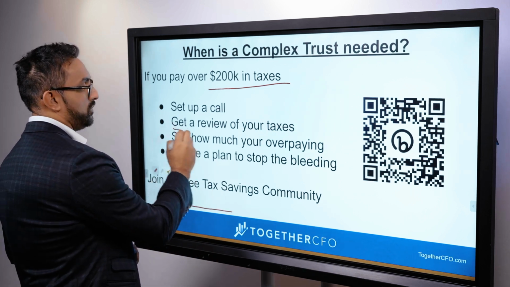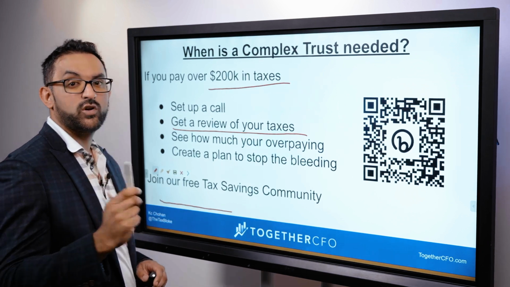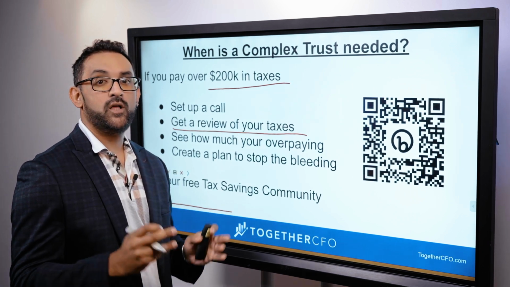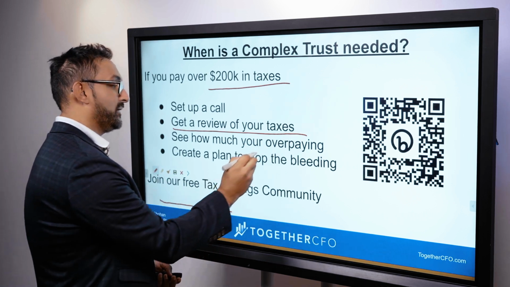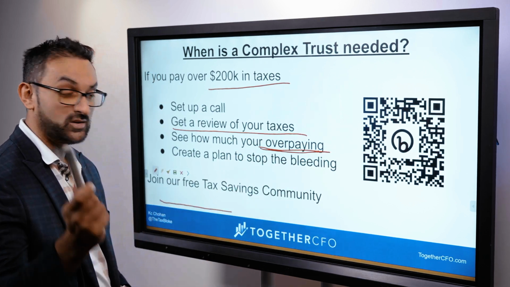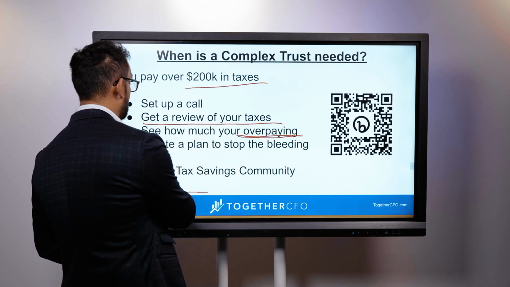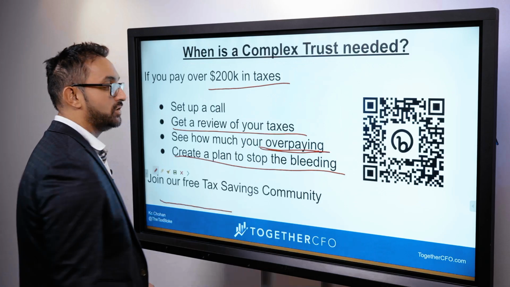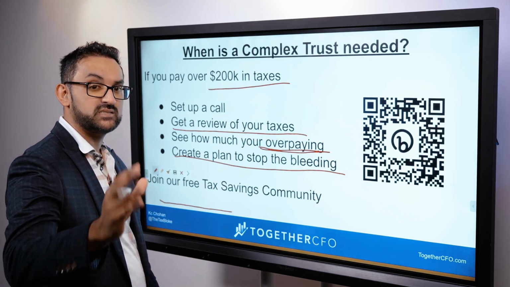Once you set up a call, we're going to give you a review right there on the call of your current tax situation, how good it is, how bad it is, where the holes are, and more importantly, how much you've been overpaying every single year on your taxes. Then we're going to take it one level further and create a plan to show you how to stop the bleeding so you don't have to overpay on taxes anymore.